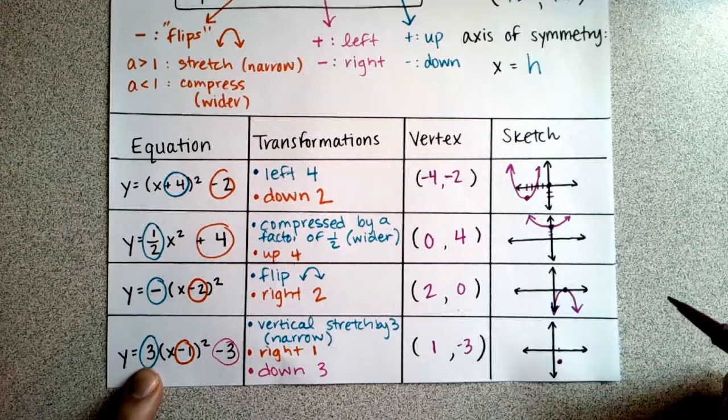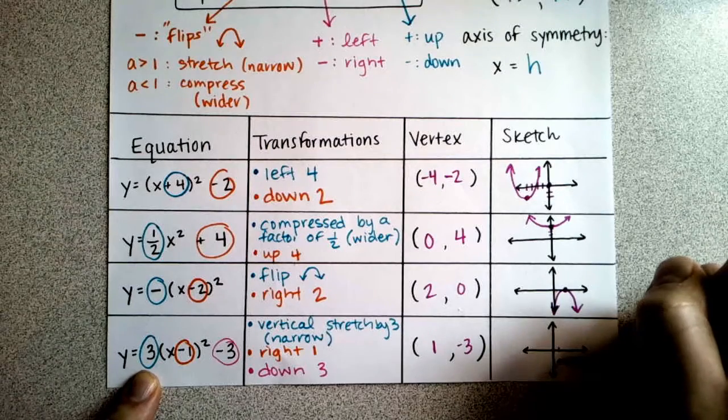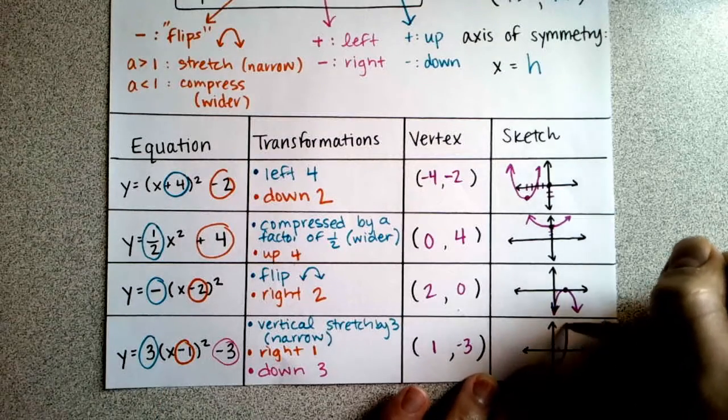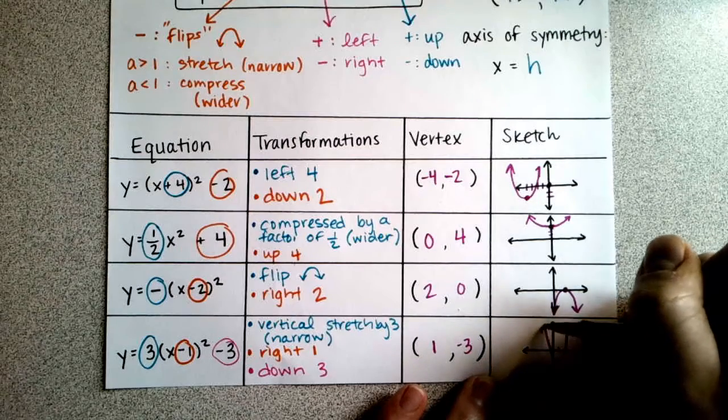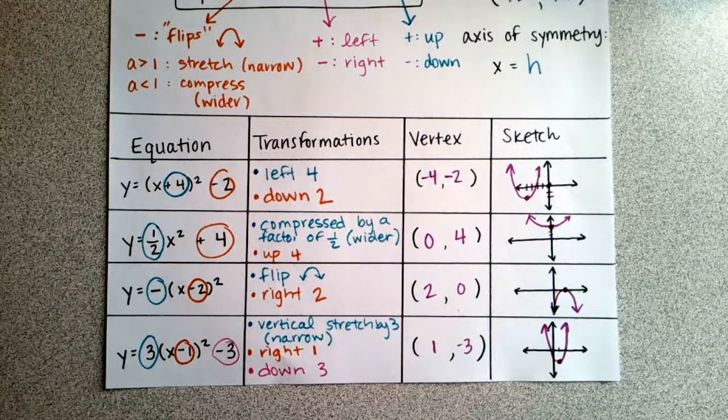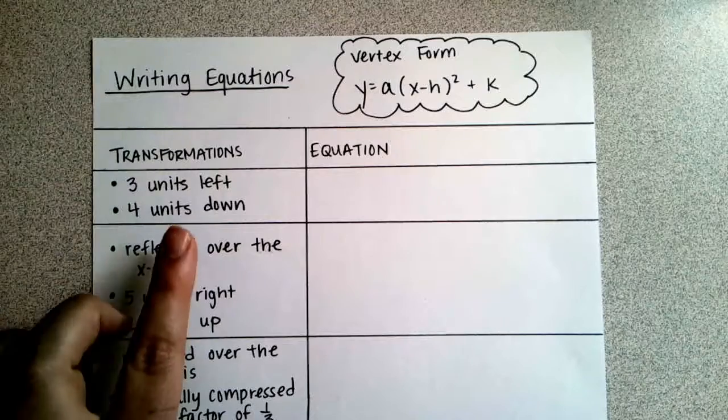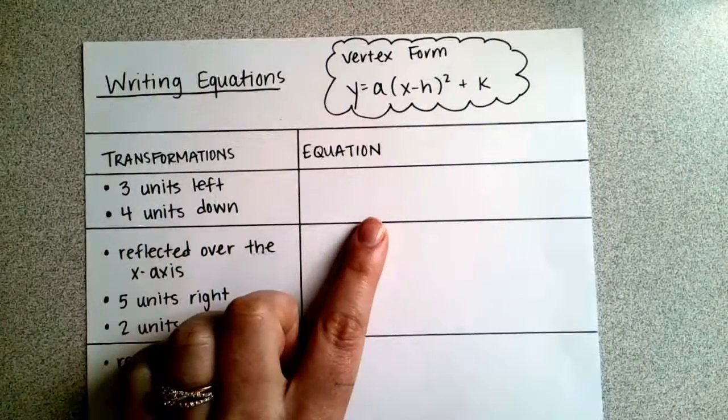And then we have a vertical stretch, so our parabola should be pretty narrow, or kind of steep. Something like that. In the future, we'll get into finding exact points. For now, we're just doing rough sketches. So now, what if we go in the opposite direction? What if I tell you how a function was transformed? Can you write the equation?